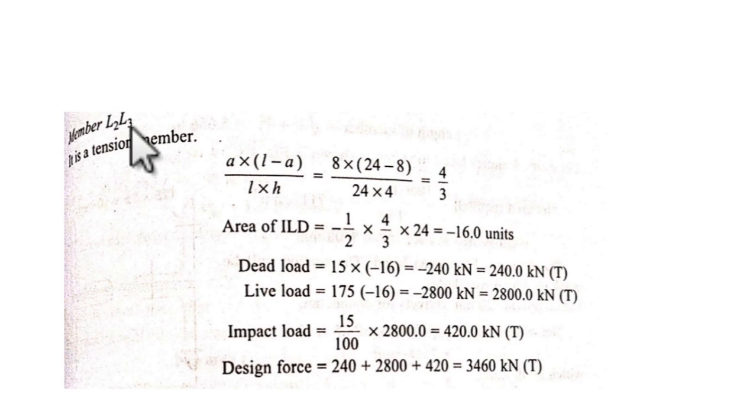Now member L2L3. The bottom chord members, we know, will be subjected to tension. Using this ordinate, we know what 4 by 3 is. The area of the ILD will be half into 4 by 3 into 24, so minus 16 units. So the dead load is 15 into minus 16, minus 240. The live load is 175 into minus 16. The impact load is 15% of the live load. You add all these forces and you will get 3460 as the tensile force. So this value will have to be considered.